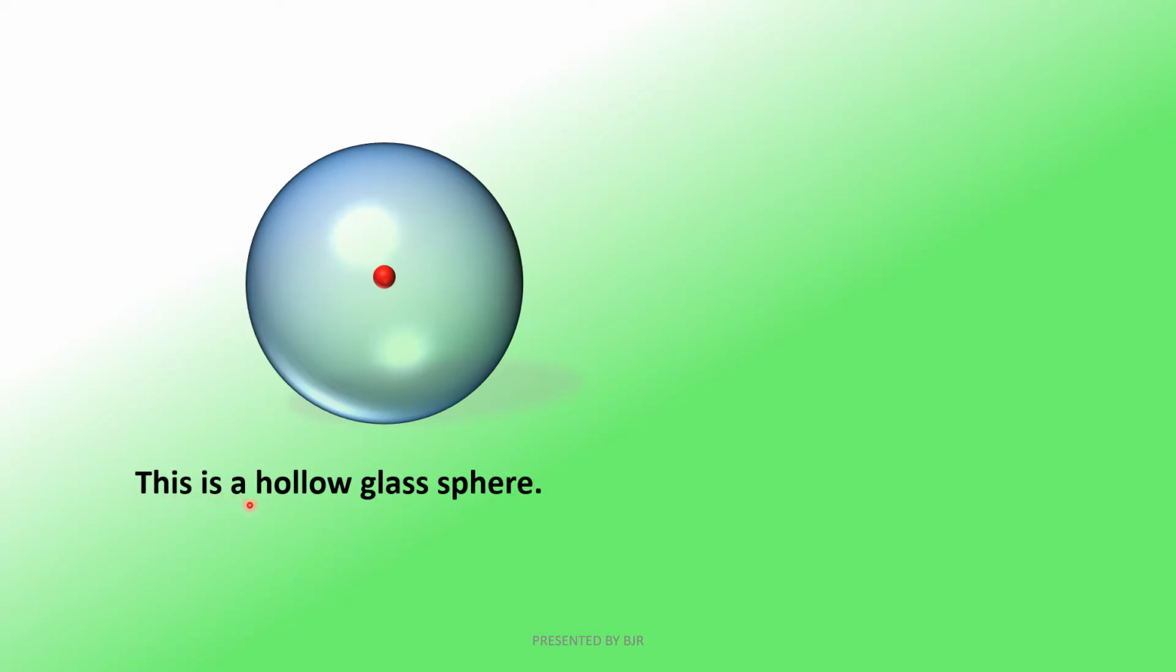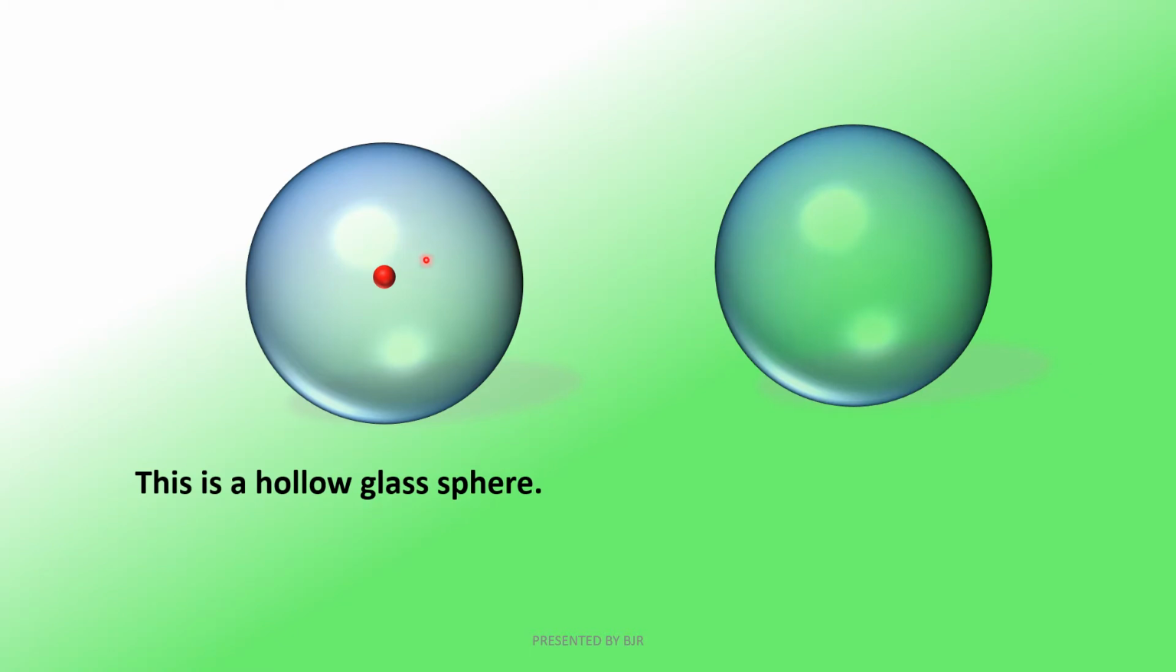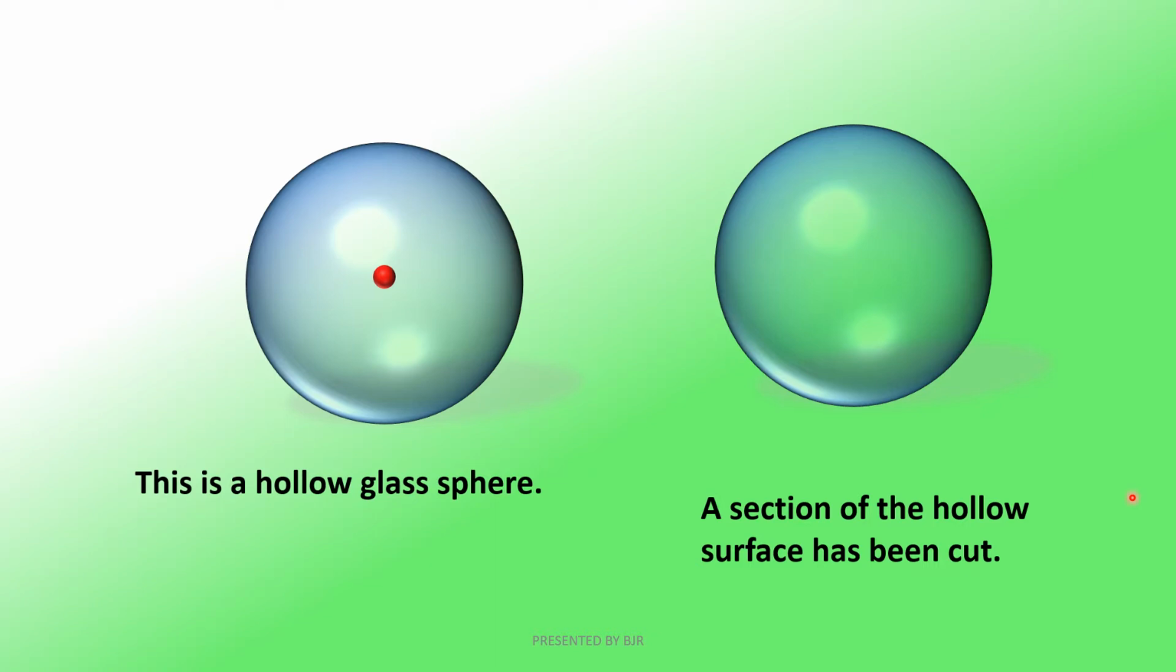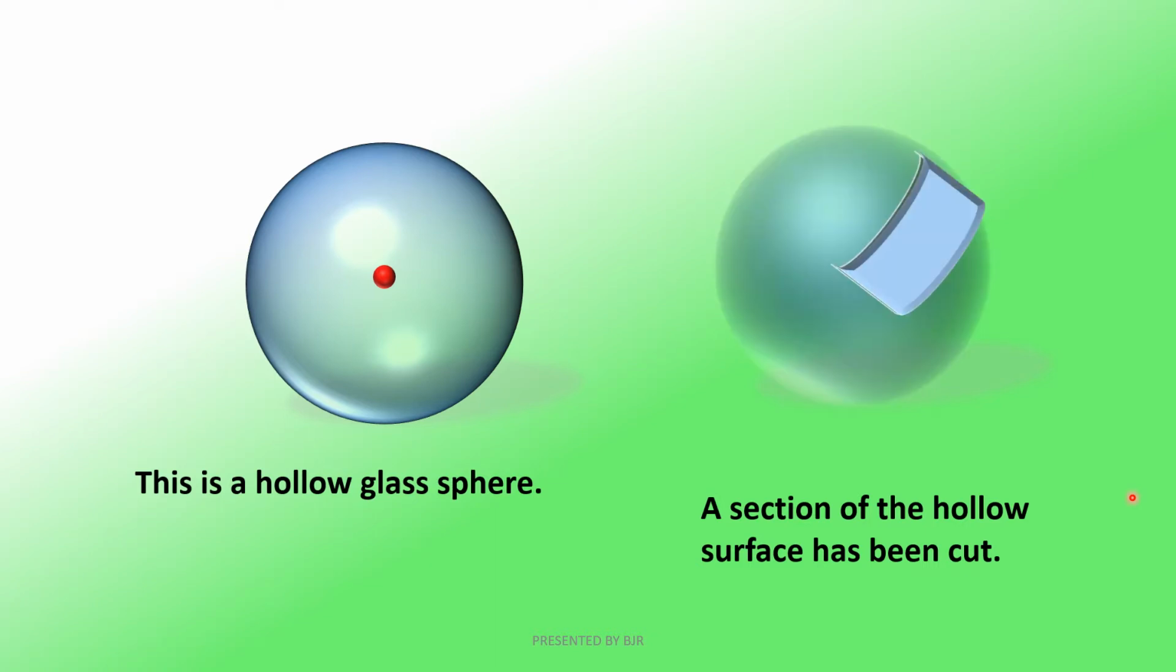This is a hollow glass sphere, and from this glass sphere I am going to take a section. A section of the hollow surface has been cut. See how I am going to cut this? Yes. So a section of the hollow glass sphere has been cut like this. Okay, so this is the section I want to make two types of spherical mirrors from.